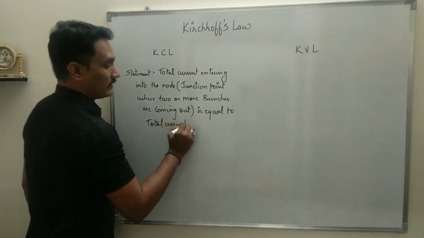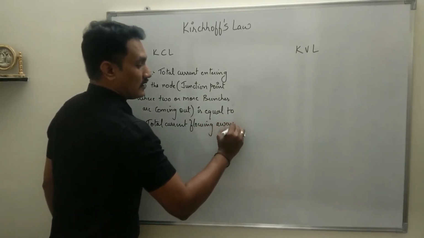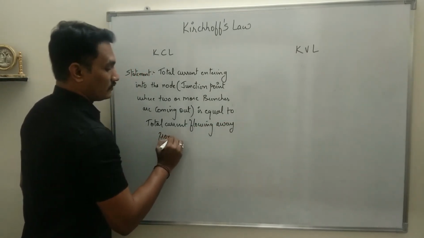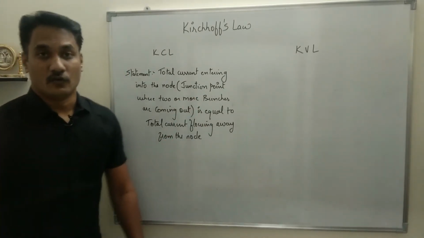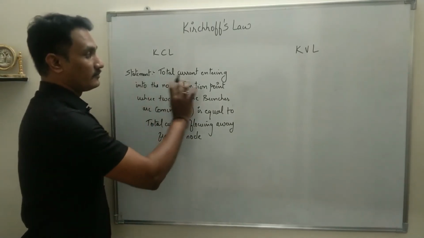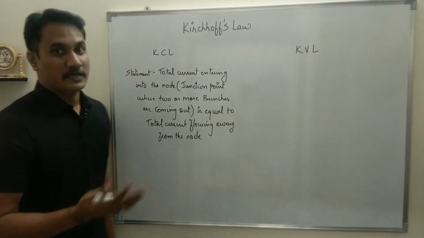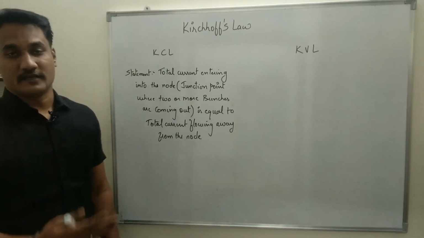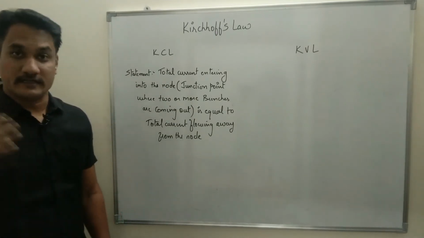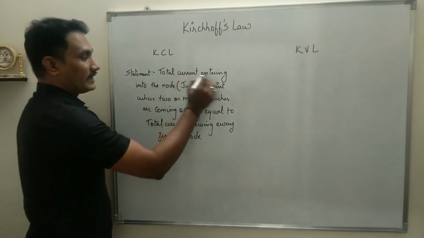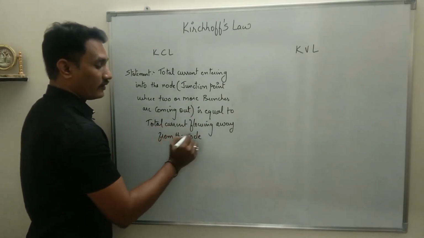total current flowing away from the node. Total current flowing away from the node. So this is the basic statement for Kirchhoff's current law. You have to remember it very well. This can be asked in your board exam. The statement will be given and you will be asked to verify whether it is KCL or KVL or any other theorem. So total current entering into the node is equal to total current flowing away from the node.